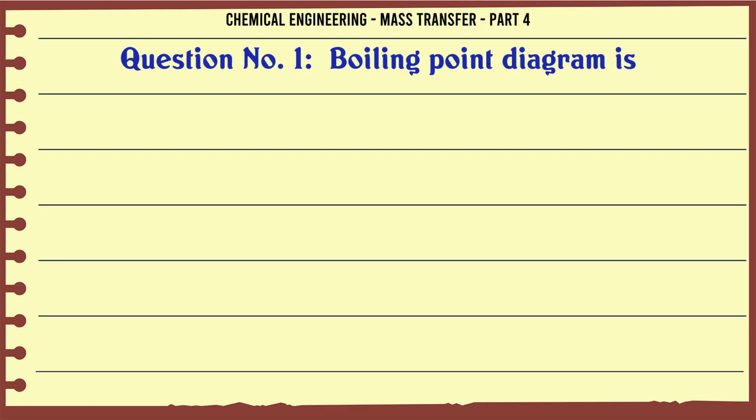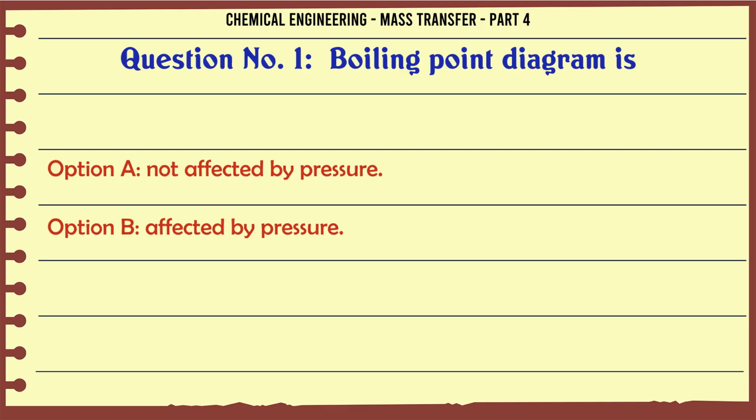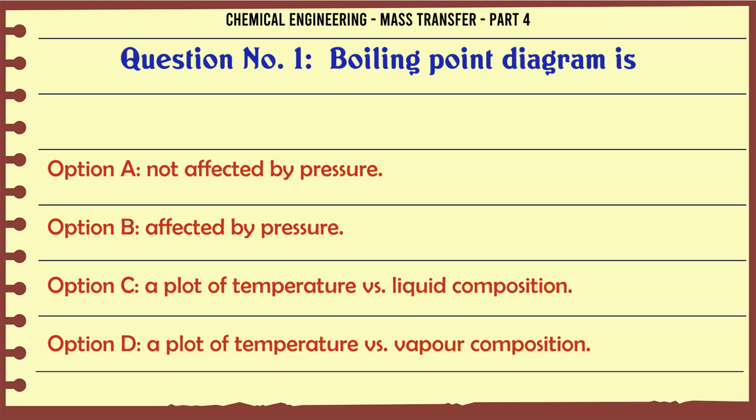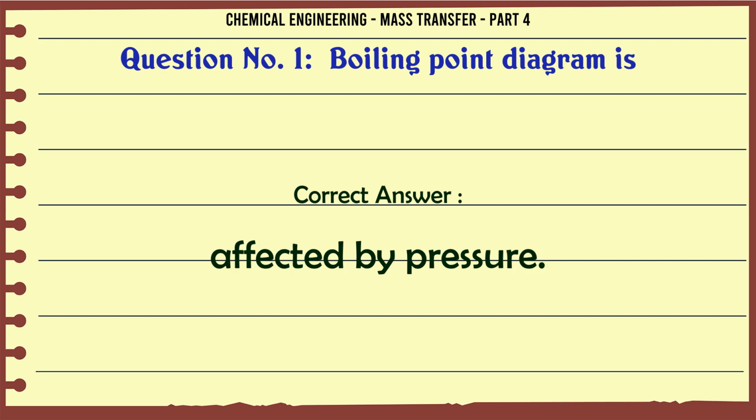Boiling point diagram is: A. Not affected by pressure. B. Affected by pressure. C. A plot of temperature versus liquid composition. D. A plot of temperature versus vapor composition. The correct answer is affected by pressure.